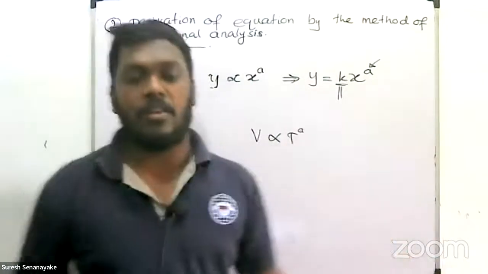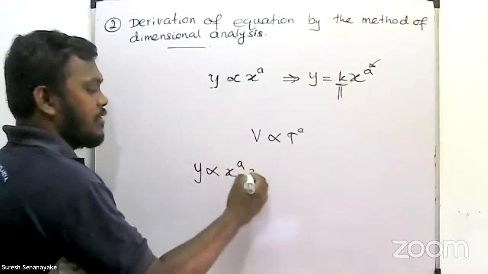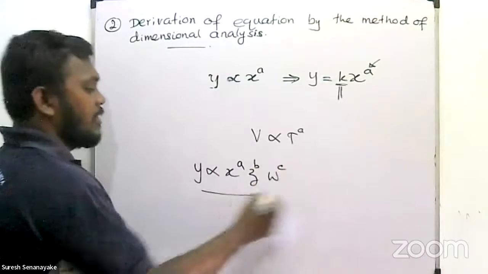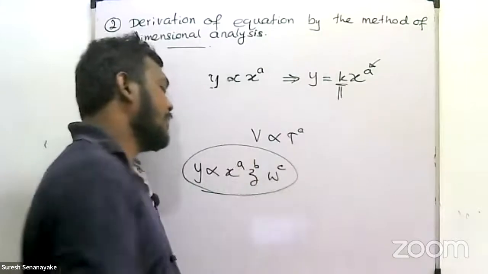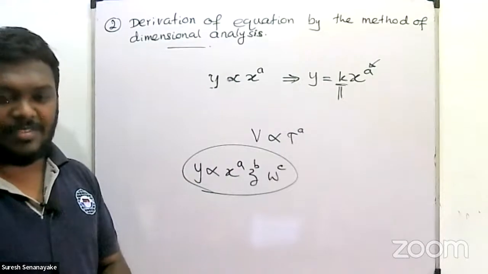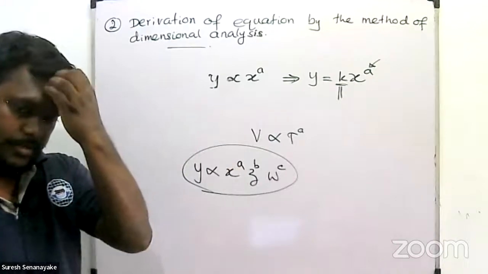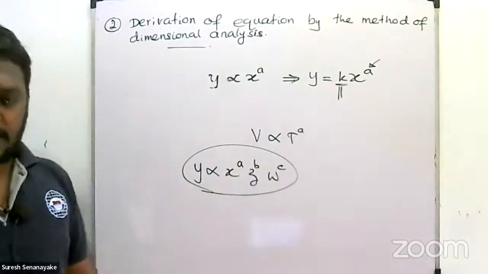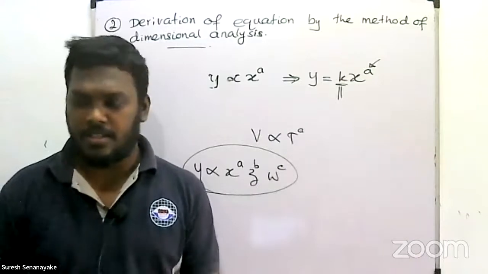Mathematically, if someone says that quantity y depends on x, z and other quantities, then you can write y proportional to x to the power a, z to the power b, and another one, let's say w to the power c. This is called an index equation, because we are writing indices here. You can write this formula, and then we can use dimensional analysis to find these powers a, b, c. So then we can derive the equation that way.